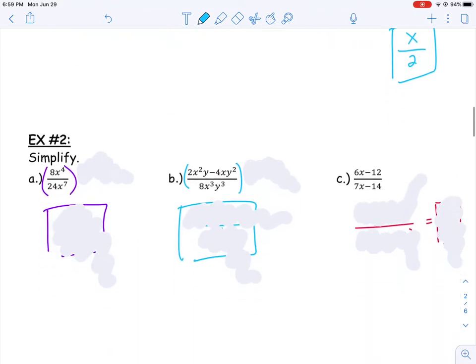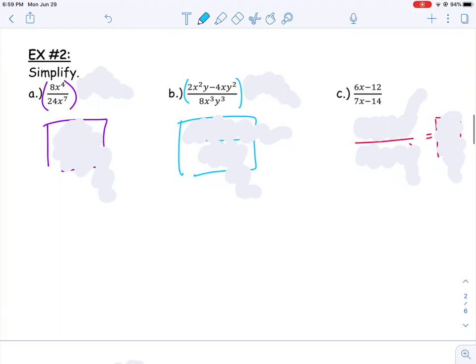Let's do some more. Looking at example number 2, it's going to ask us to simplify. So you've got a couple of different rational expressions. They all look a little bit different. Some have single term polynomials on top and bottom, monomials. Some we have multiple terms, and some we have multiple variables. Let's do each of these.